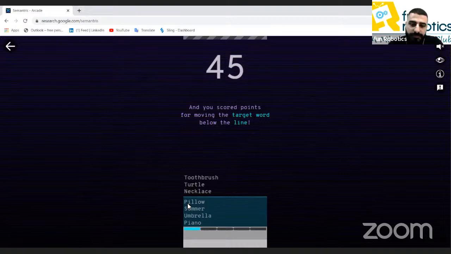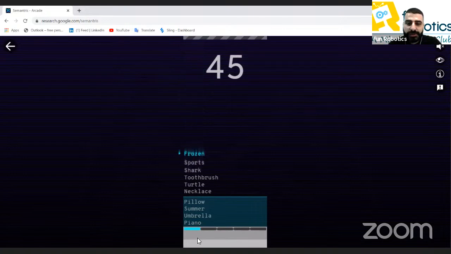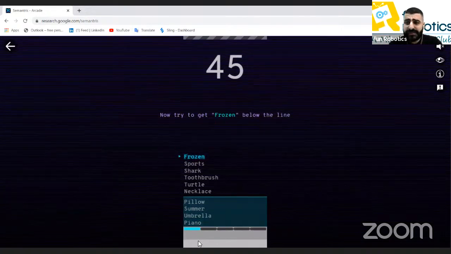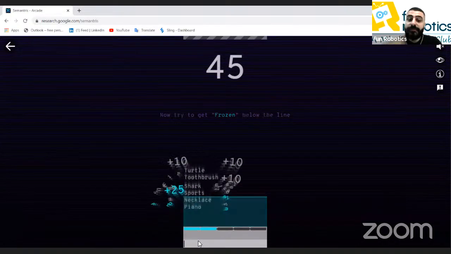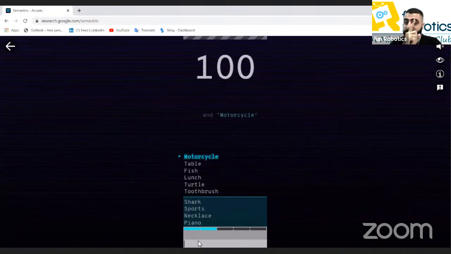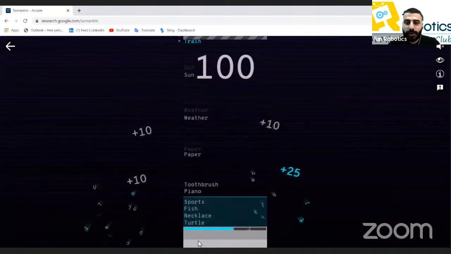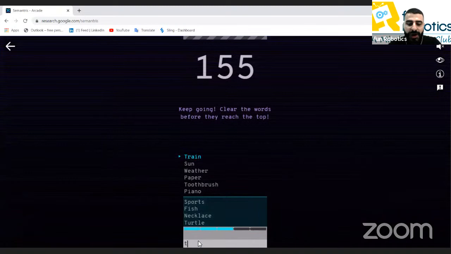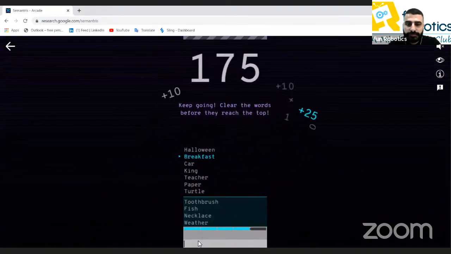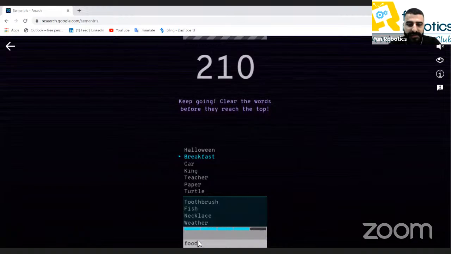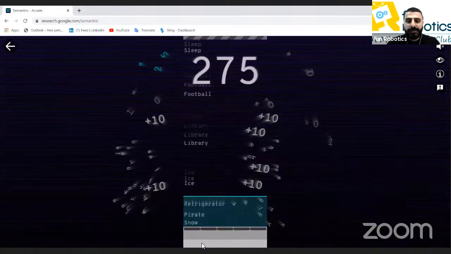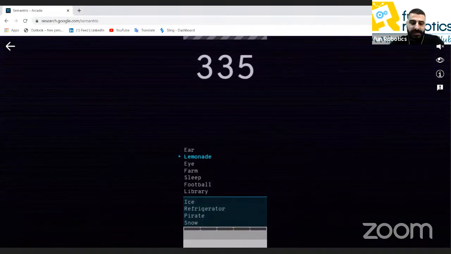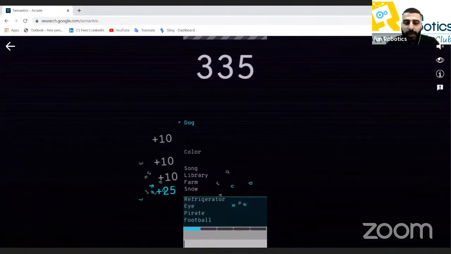So let's go to the second word. All the words that are in the blue highlighted area will be canceled, and you'll go to the second word. So here I have frozen. The first thing that comes to my mind is movie, but you can do cold, and you see cold actually relates to frozen as the first sorted word. Motorcycle, I would say vehicle, and so on. Train would be travel. Breakfast, I would say food. All right, so we get how it works. Lemonade, drink, or maybe sour.